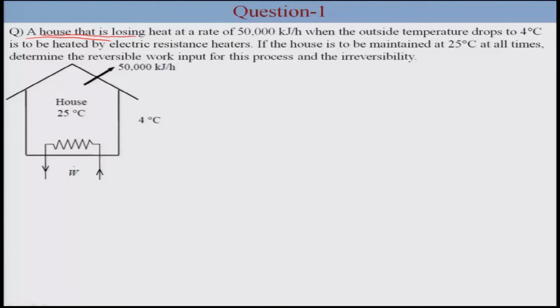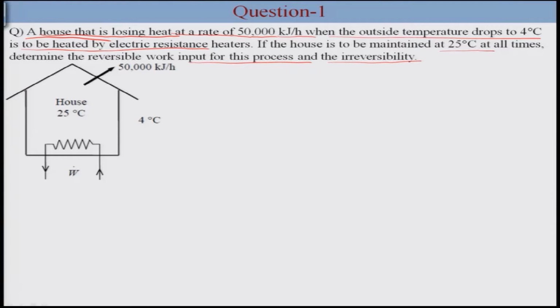So in the first question, a house that is losing heat at a rate of 50,000 kilojoule per hour when the outside temperature drops to 4 degrees Celsius is to be heated by electric resistance heaters. If the house is to be maintained at 25 degrees Celsius at all times, determine the reversible work input for this process and the irreversibility.